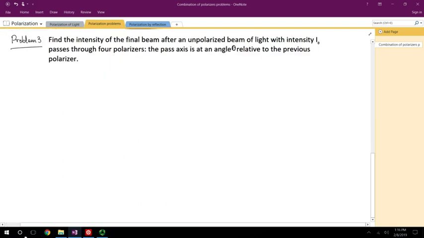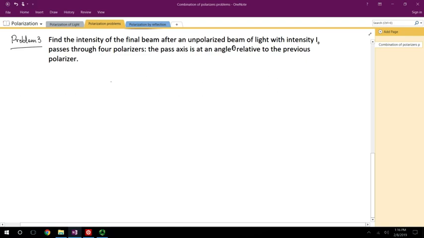Okay, let's do another similar problem. So this time we have 4 polarizers. The pass axes of these polarizers are at a relative angle theta, and we are supposed to find the intensity of the final beam after an unpolarized beam of light with initial intensity I0 passes through these 4 polarizers. Okay, so reading this problem a little bit carefully, it says that the pass axis is at an angle theta relative to the previous polarizer.